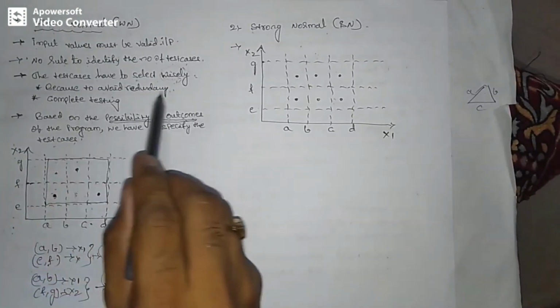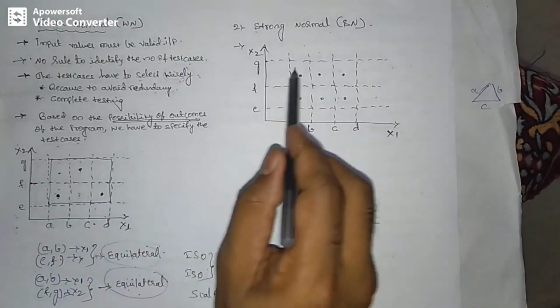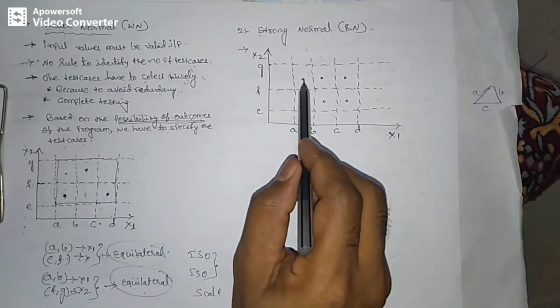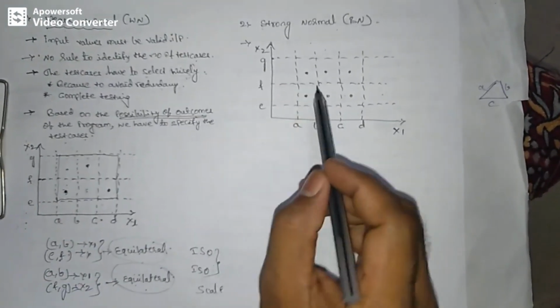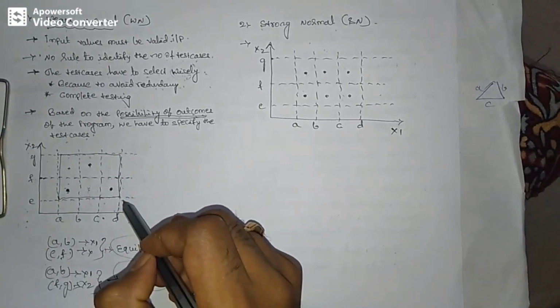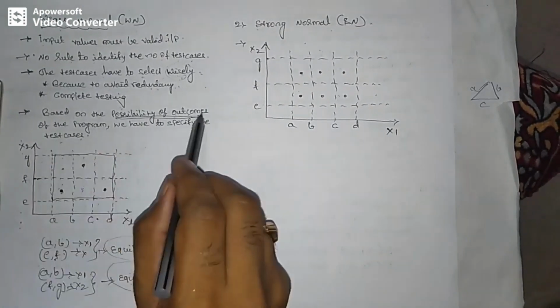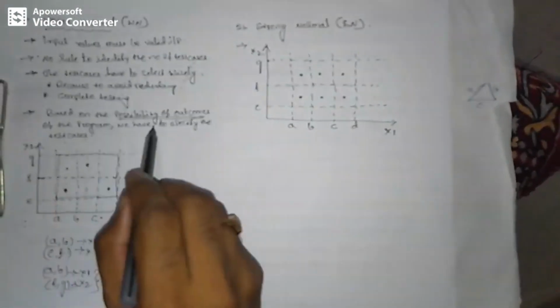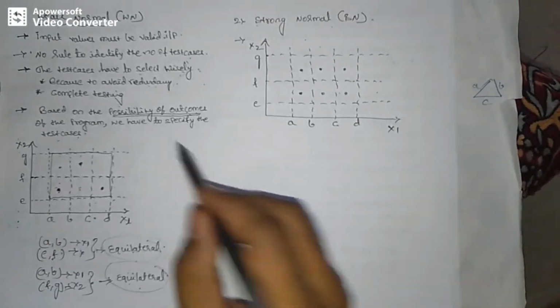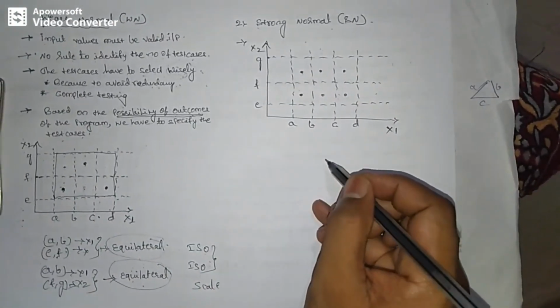Here there is a possibility of getting redundancy of the output results, but here we are avoiding the redundancy. That is a major difference between weak normal and strong normal. Under the strong normal we are getting redundancy of the output result, but here we are not getting redundancy of the output result. Here we are doing complete testing, here also we are doing complete testing. Here the possibility of outcome does not matter, we are writing the test cases. Similarly here also, based on the possibility of outcome, we are going to write the test cases.